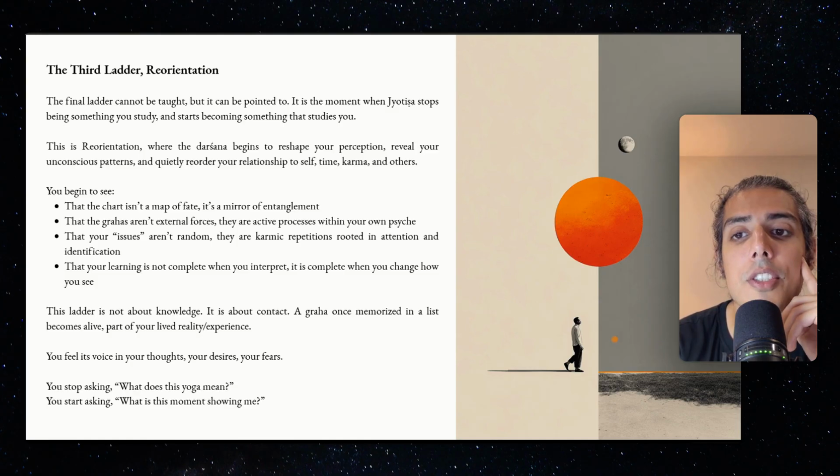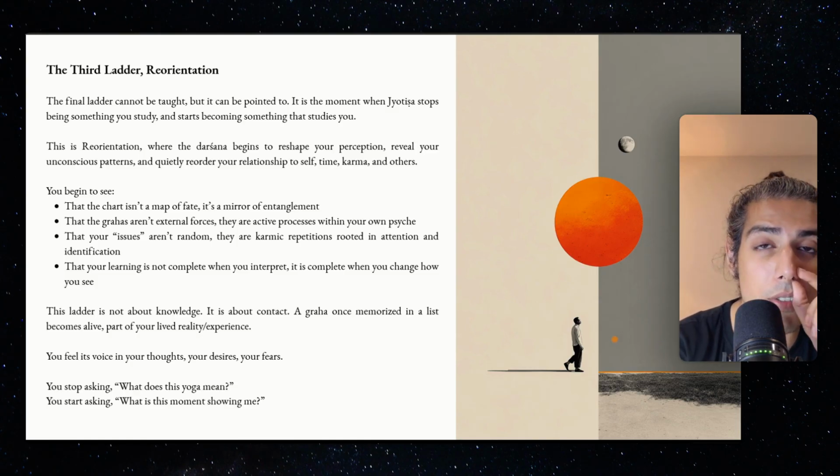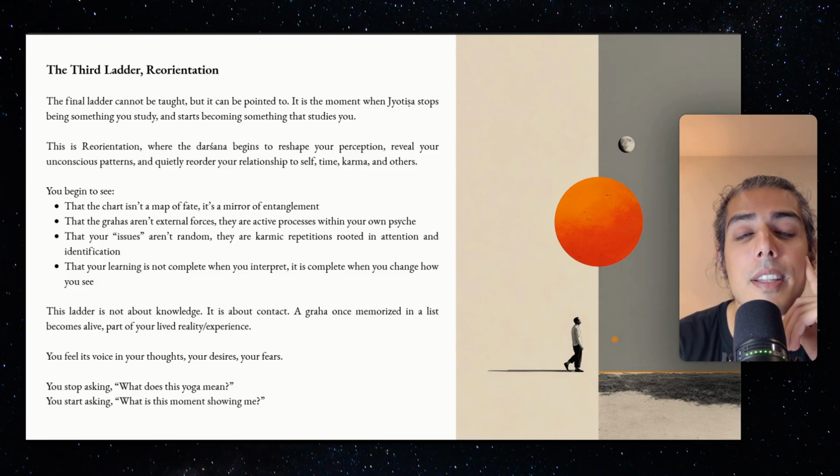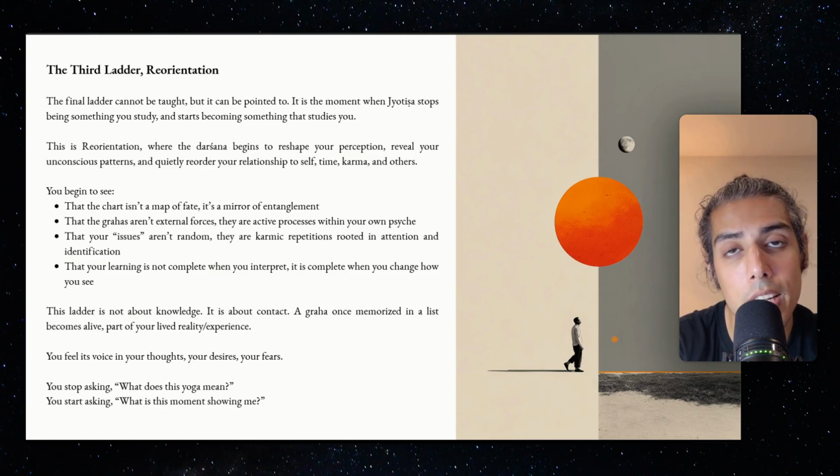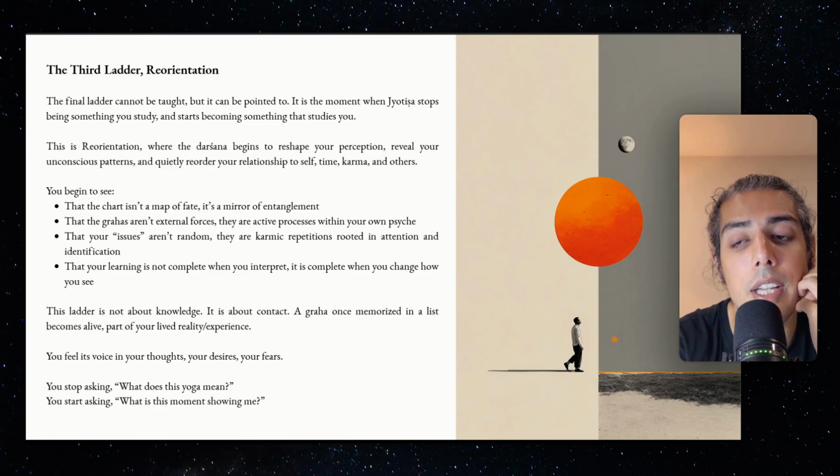You begin to see that the chart isn't a map of fate, it's a mirror of entanglement, that the grahas aren't external forces, they're active processes within your own psyche, that your issues aren't random, they're karmic repetitions rooted in attention and the entanglement of attention into identification with the phenomenon of life. That your learning is not complete when you interpret, it is complete when you change how you see itself. When the one interpreting itself is having a change of heart.